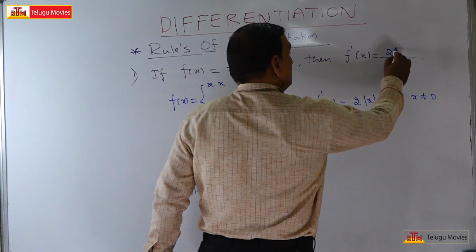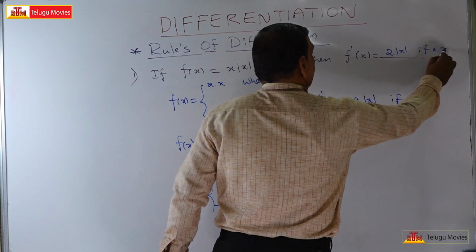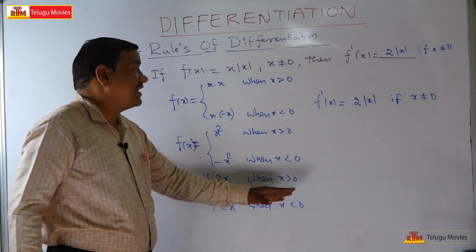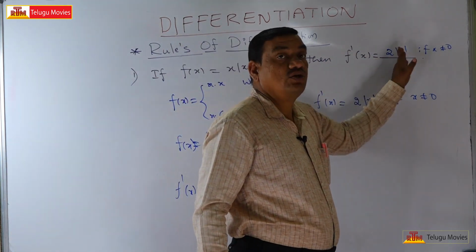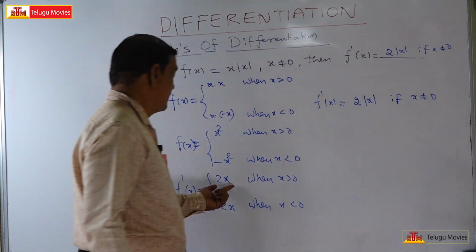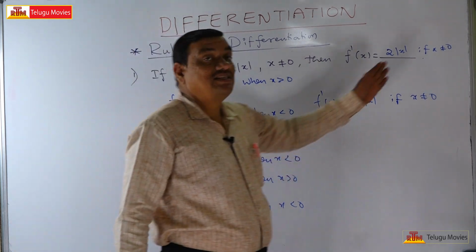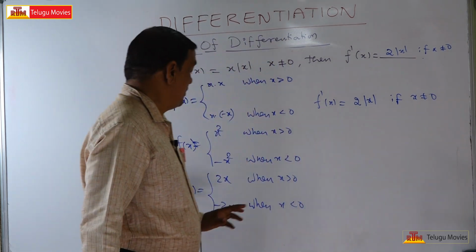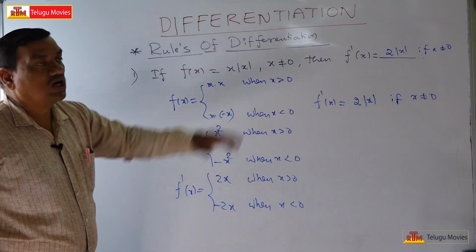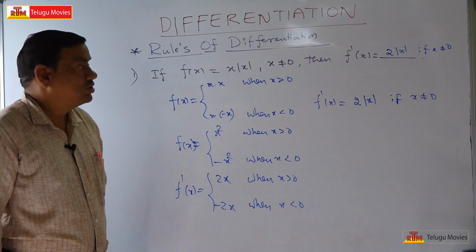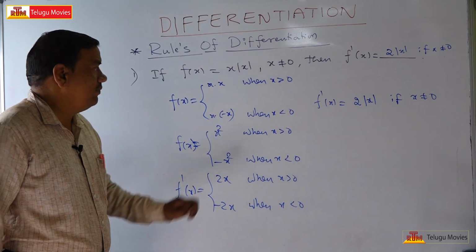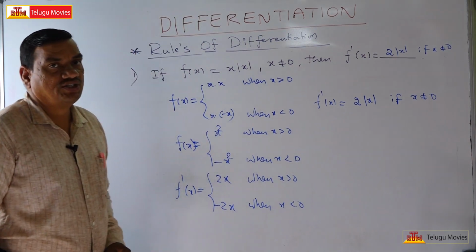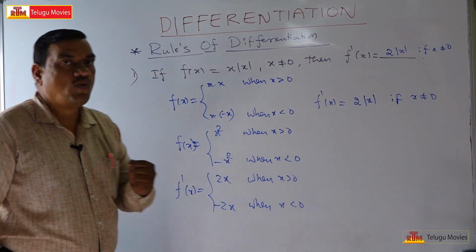So this is 2 times mod x if x is not equal to 0. That will be our answer. Okay, see, correct or not? When x is greater than 0, mod x is x, that is 2x. Now when x is less than 0, mod x value is minus x, so 2 into minus x, minus 2x when x is less than 0. Got the answer? Understand this? So this is one of the very interesting problems. So x mod x means 2 times mod x. Okay, now let us see one more problem.